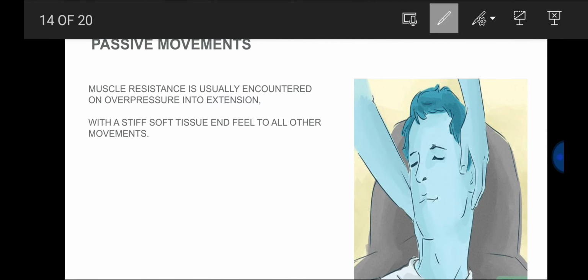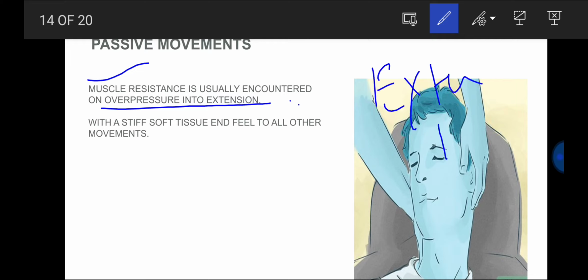Passive movement. Passive movement is done by you, the physiotherapist. Muscle resistance is usually encountered on overpressure into the extension. Extension with a stiff soft tissue end feel, and the same to all other movements.